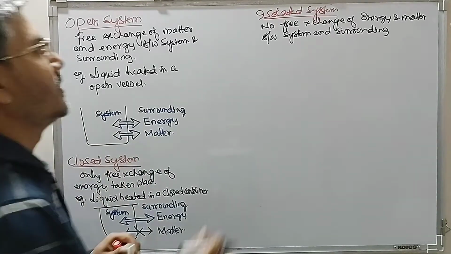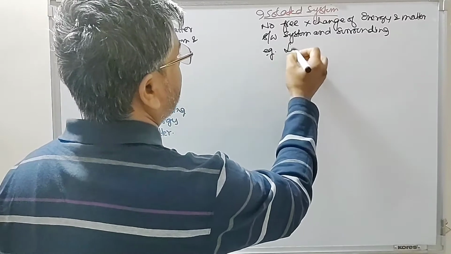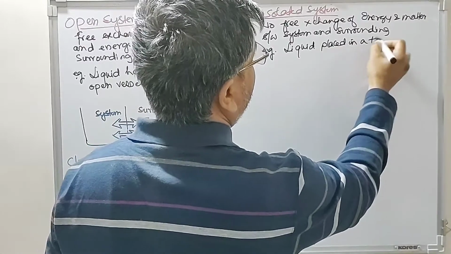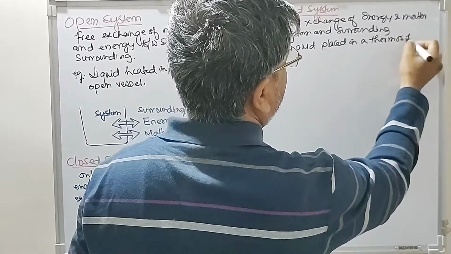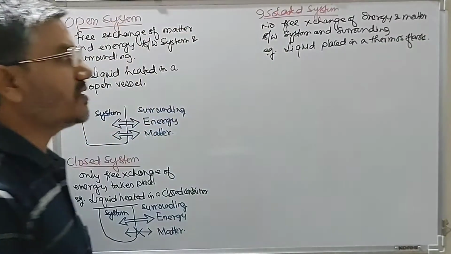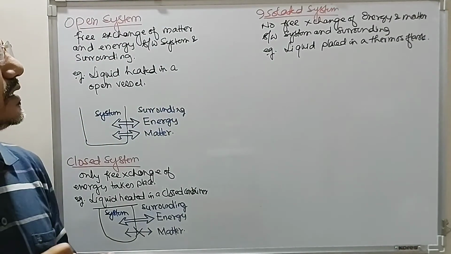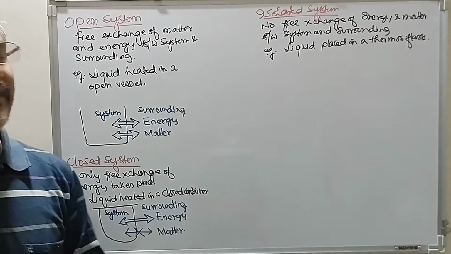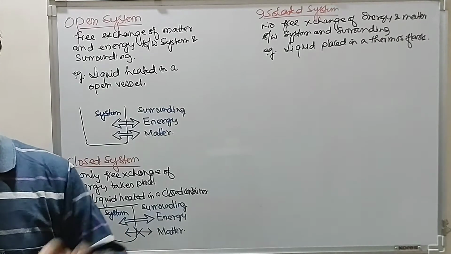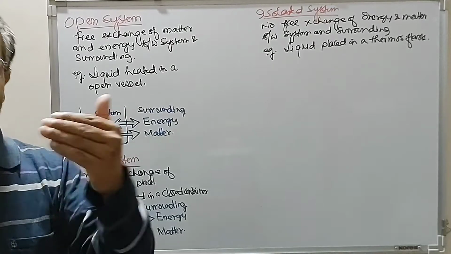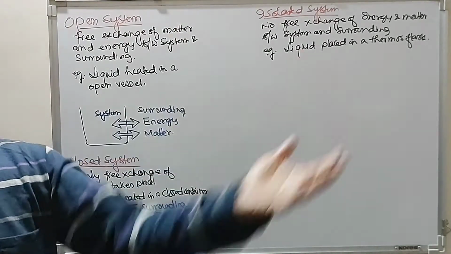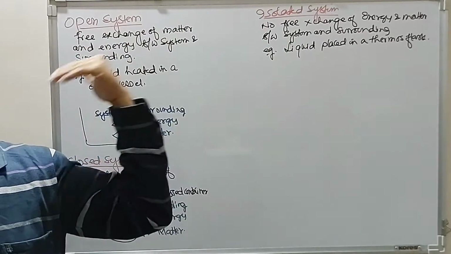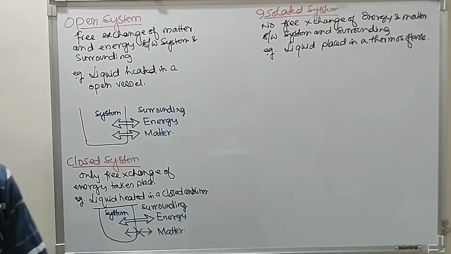Completely isolated. Example, liquid placed in a thermos flask. If I say liquid placed in a thermos flask, this is nearly isolated, not 100% isolated. When you place a hot liquid in a thermos flask, the liquid remains hot for a certain period of time. After that, the liquid slowly cools down. So up to a certain extent we can say this represents an isolated system. This is just an idealized concept. This cannot be a 100% perfect isolated system.